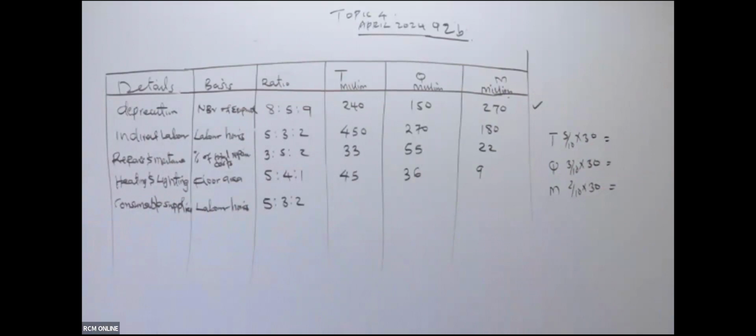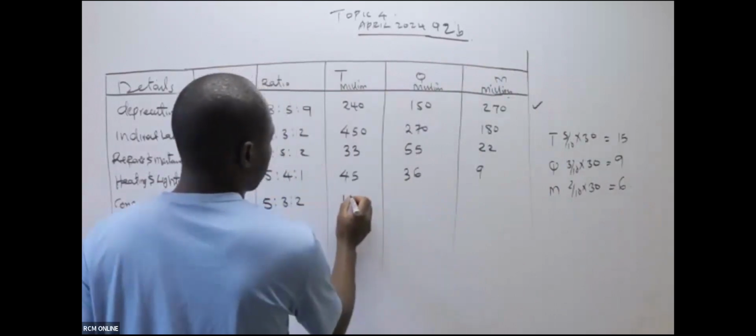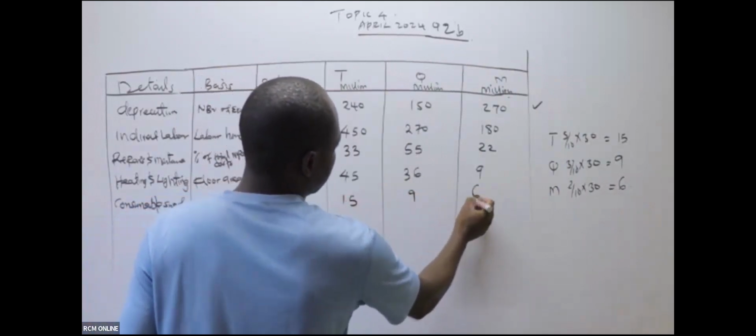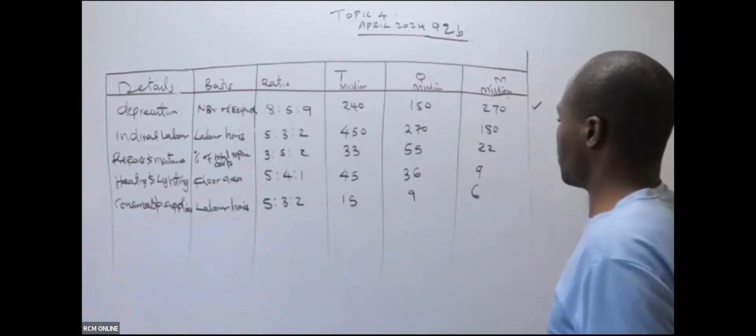What are we getting for the 3 departments? So let's start with T. When you take 5 divided by 10 multiplied by 30, what are we getting? So I'm told this one will give us 15. How about Q? 9. And M, what will we have for M? 6, right? So we come and indicate 15, 9, 6. So that's consumables as an overhead item.